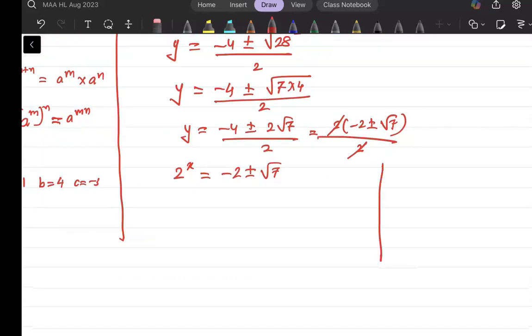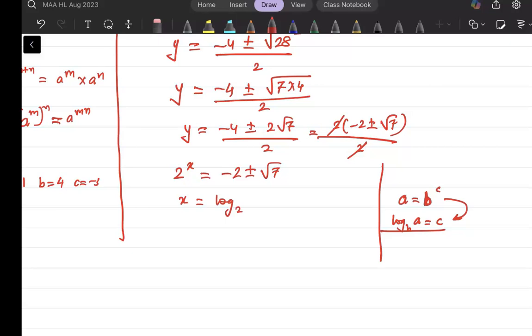Now again I'm using the rules of logs. If you have a is equal to b raised to c, to convert this into log form, log a to the base b is equal to c. This is what we do. We are converting index form to log form. So the base of the index will become the base of the log, minus 2 plus root 7.